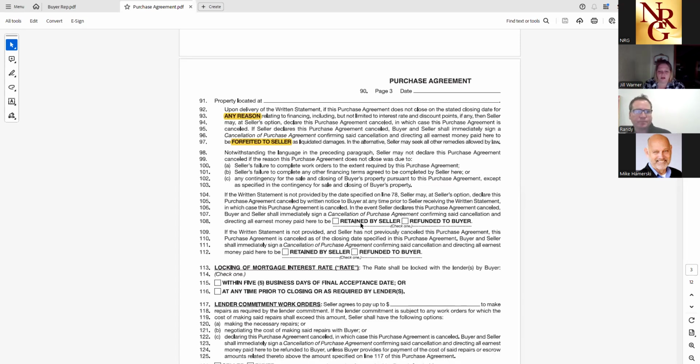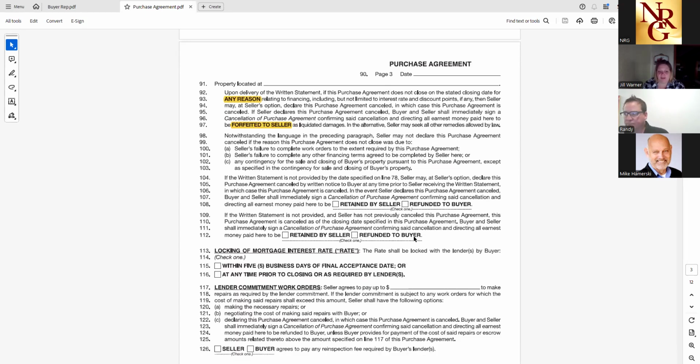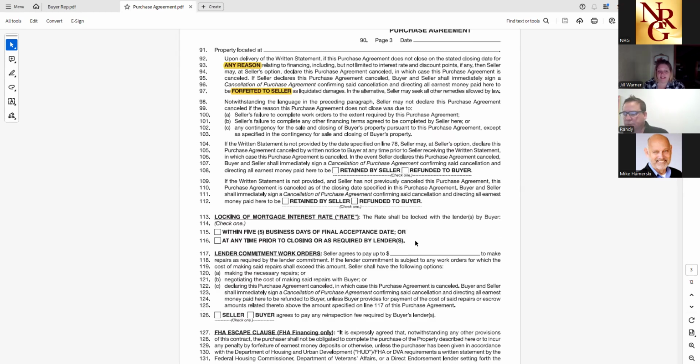Okay. So make sure you're checking the box, obviously, which one pertains, you know, retained by seller, retained by buyer. That's pretty important. Again, when you send these in for compliance, they're getting checked, but just double check that you're doing that.